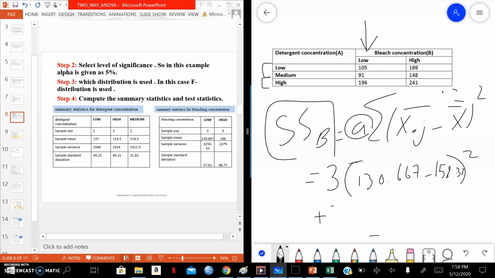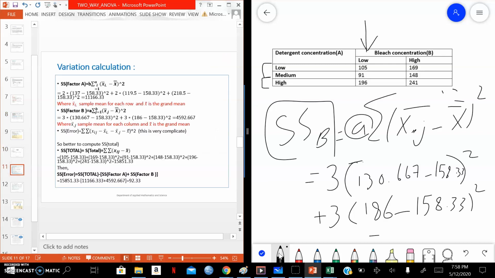Then the second column mean is 186, subtracted with the grand mean. In this way you can get the value of SSB. Okay, these 2 values you need later on to compute the test statistic.